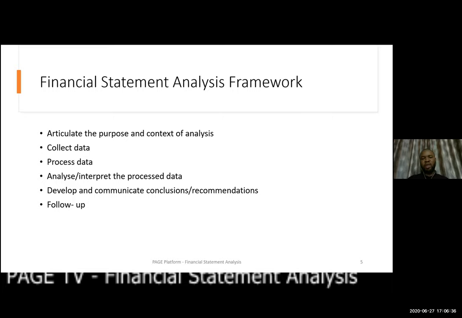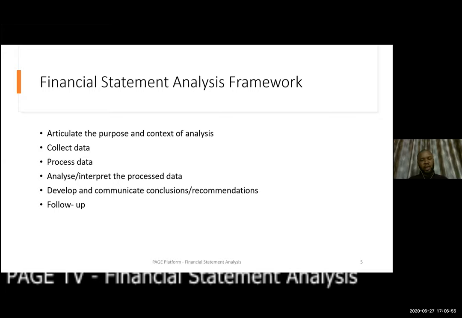So the number one objective before embarking on any analysis is for you to articulate your purpose, all right, and have a context within which you should actually approach that financials. So I would say that the next is you now have to collect data, right? So what are the data sources available to you? Definitely the financial statement is one.